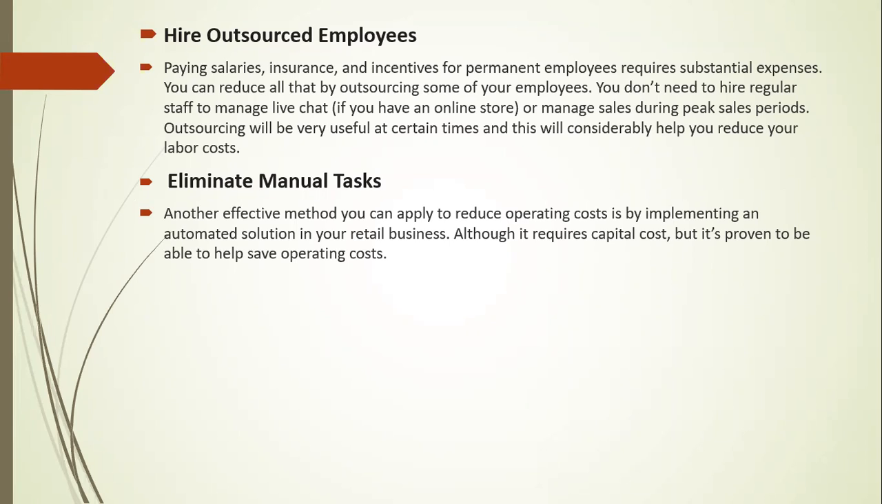Next is eliminate manual tasks. You can say this is not good, but actually this is the correct method. Eliminate manual tasks. For example, I want to write the accounts. I will write accounts, someone will write the ledger, someone will write something else, that is manual. Automated means digitally. Okay, you scan, and that item will come automatically in the software.